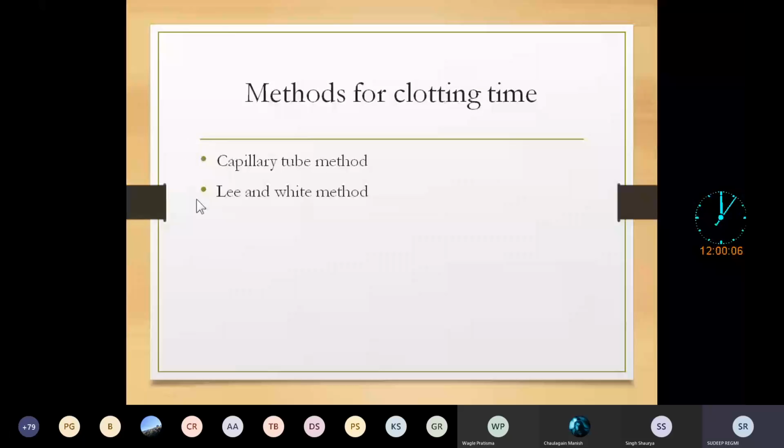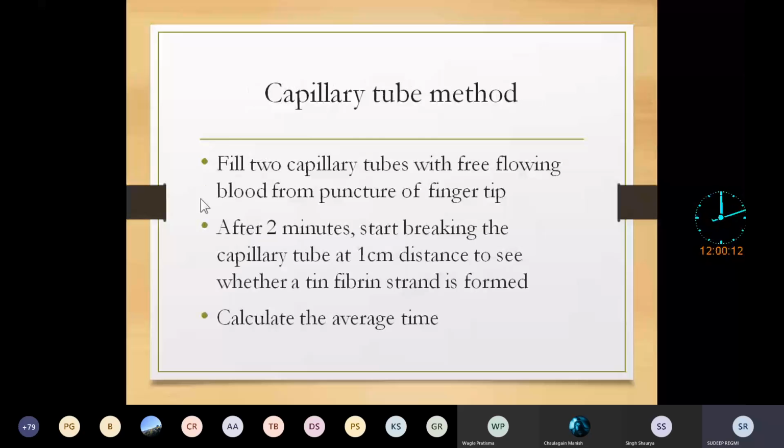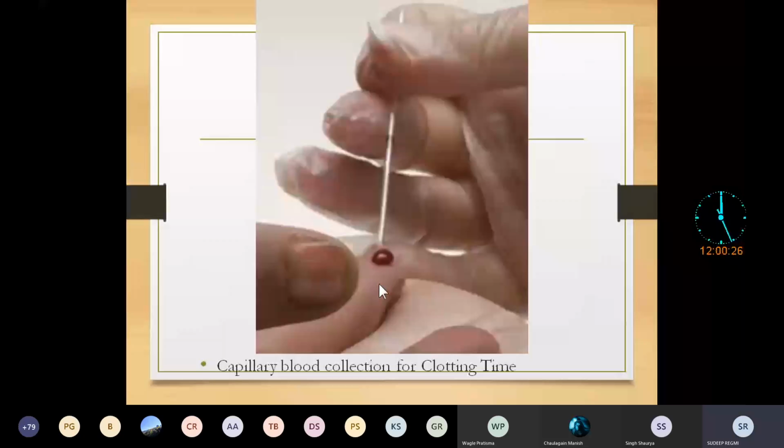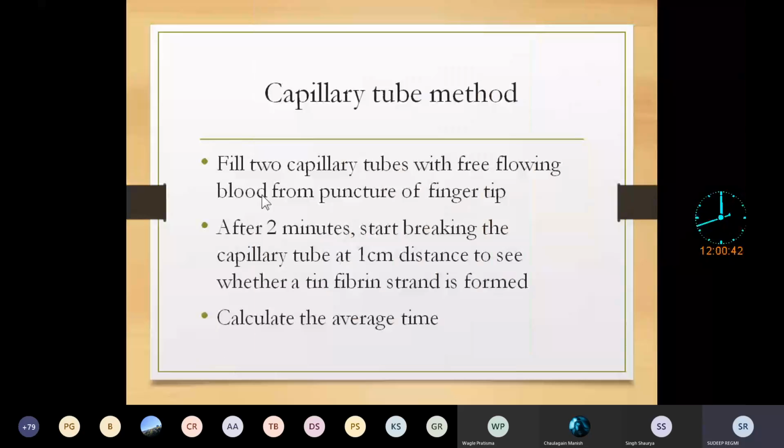will be doing in the physiology part, but still we'll be going through it briefly. We'll fill in the capillary tube method. We'll fill 2 capillary tubes with free flowing blood from the puncture like this. Okay, we have made a finger prick, and there is blood. So we take a capillary tube and be sure to ensure yourself that you are safe with a glove.